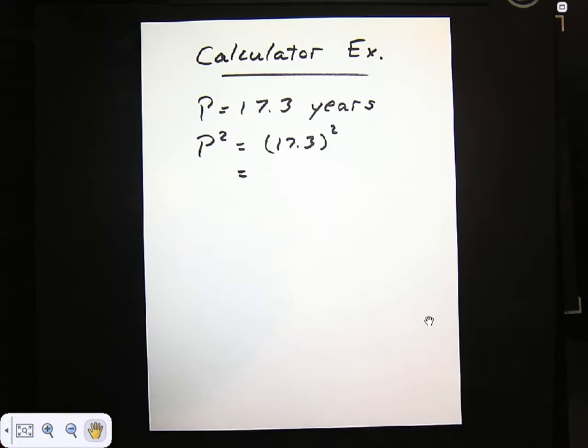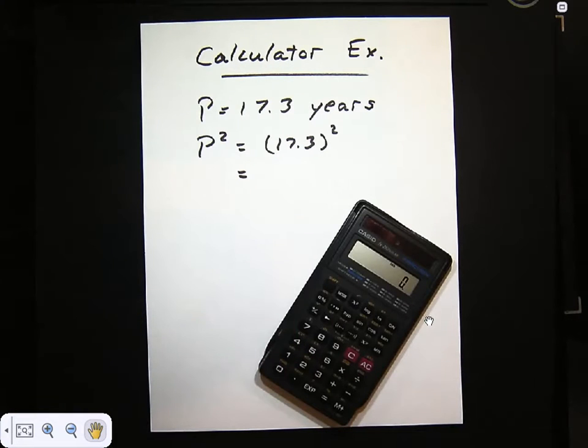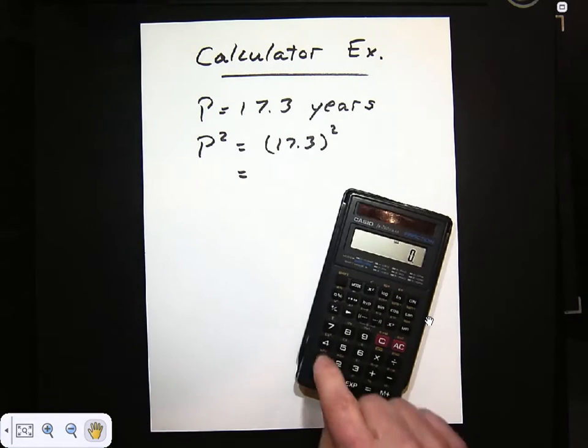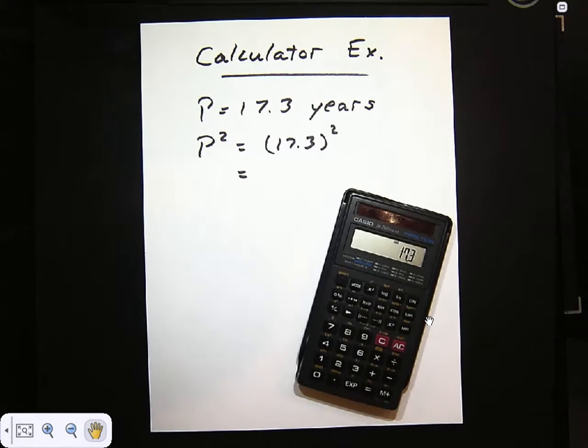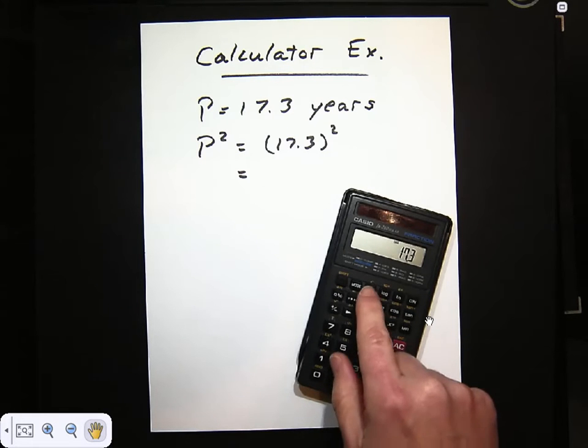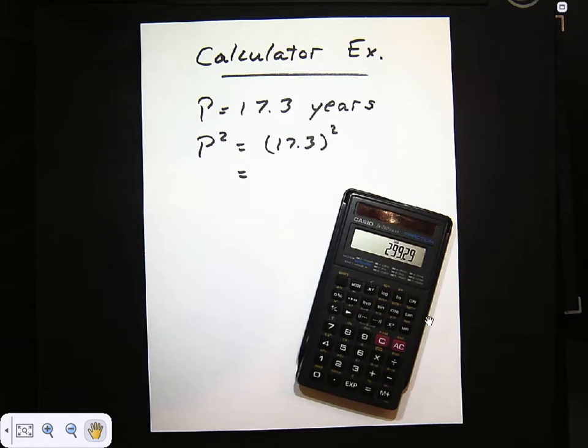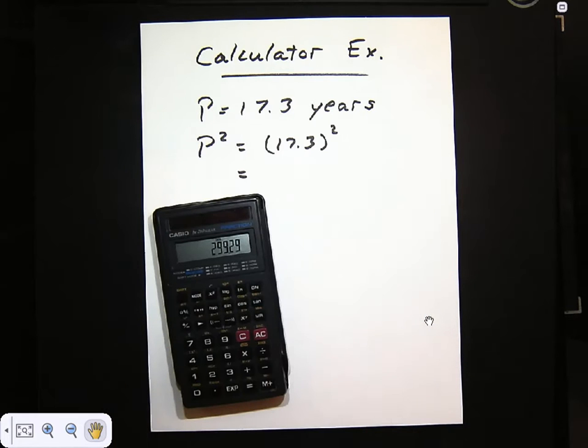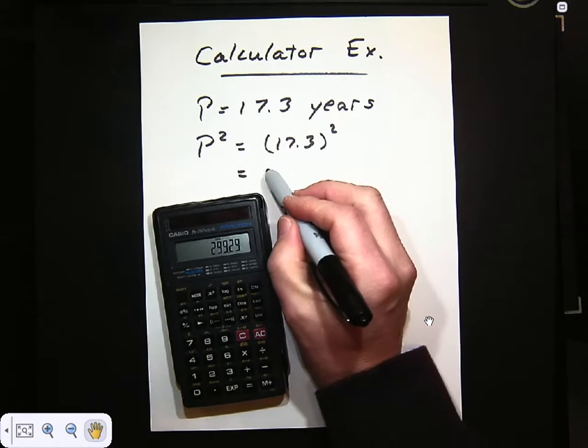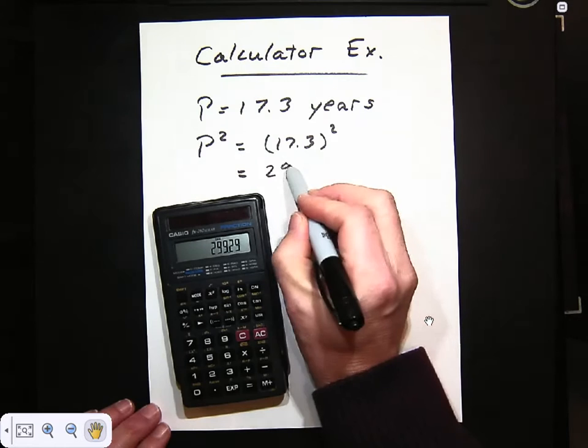Okay, going to need a calculator for that one. Most calculators have a square button on them. 17.3 squared. You can also use an internet browser like Google or Yahoo. You should be able to put 17.3 squared in there and get an answer as well. I can square 17.3, get 299.29. I'm just going to put 299 down. Don't need all those digits.